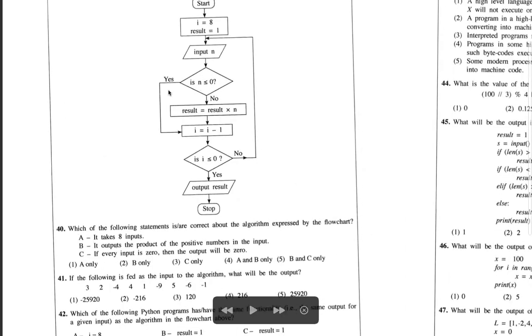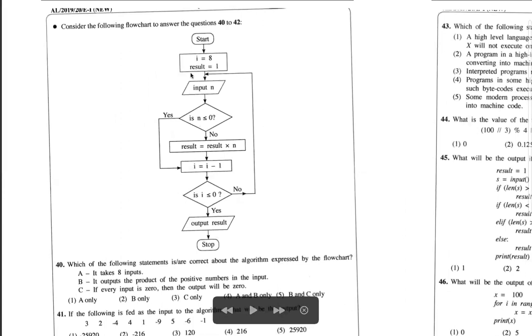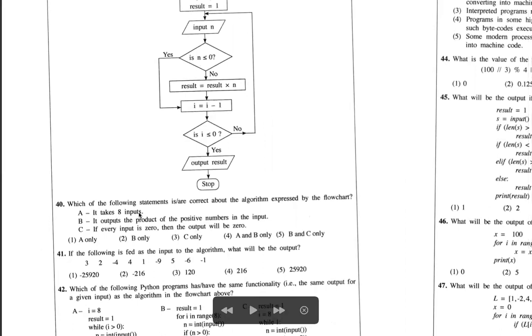So this will be considering 8 inputs. Yes, true. You can see 8 to 0, 1 and 0 when I come up to 0. This will repeat. 8 and 7, likewise, this will repeat. So 8 inputs, correct. It takes the input and produces the positive numbers.